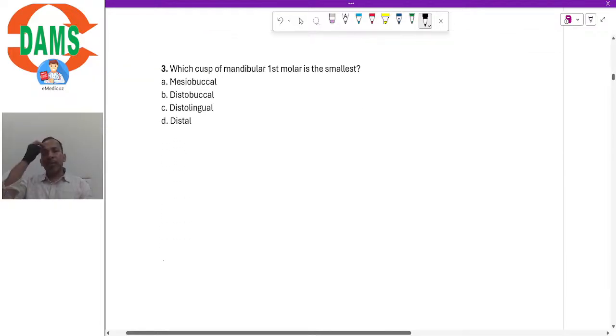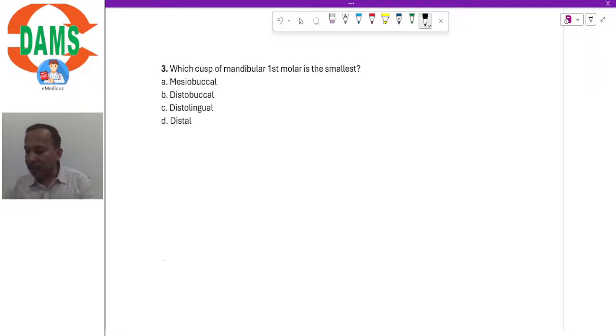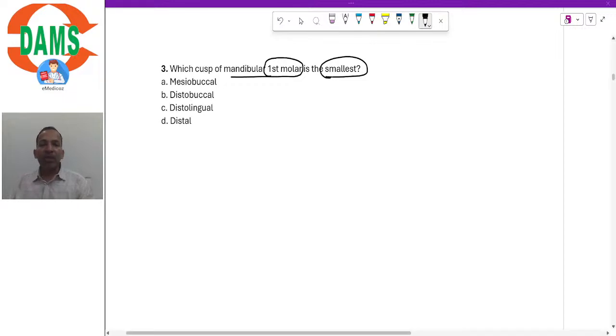Which cusp of mandibular first molar is the smallest? तो sequence of the size of the cusps, right? Mandibular first molar है सबसे पहले तो, and we need to find the smallest cusp. तो इसमें smallest cusp कौन सा होगा?